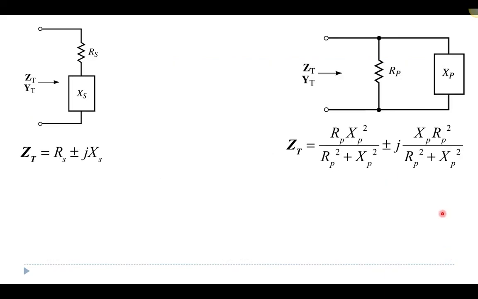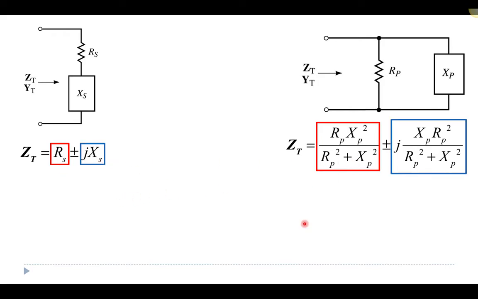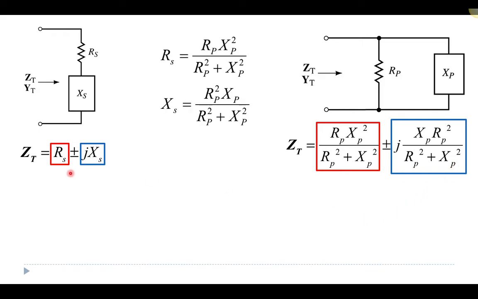So now I want to figure out how this series circuit can be equivalent to this parallel circuit. And so it has to be that the total impedance that we found for each of these has to be equal. So what has to be equal is the real parts have to be equal to one another, and the imaginary parts have to be equal to one another. So making that comparison, I see that the resistance in series has to be equivalent to the parallel resistance times the parallel reactance squared over the sum of those terms squared, not square root, just squared.